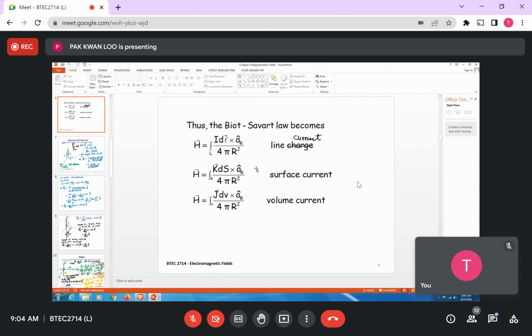the integral. Perhaps, sorry, the challenge is not because of the integral, but establishing the idea. So you will see some questions in the tutorial. Please try it out under the Biot-Savart law tutorial.